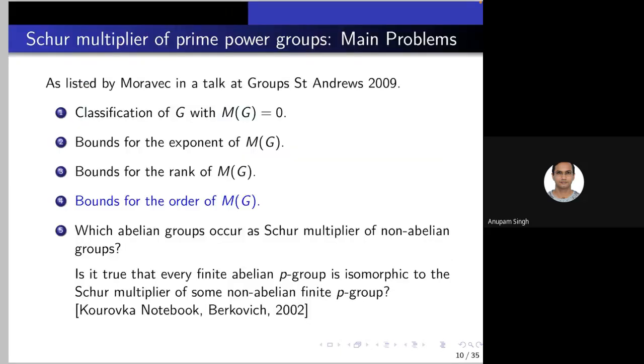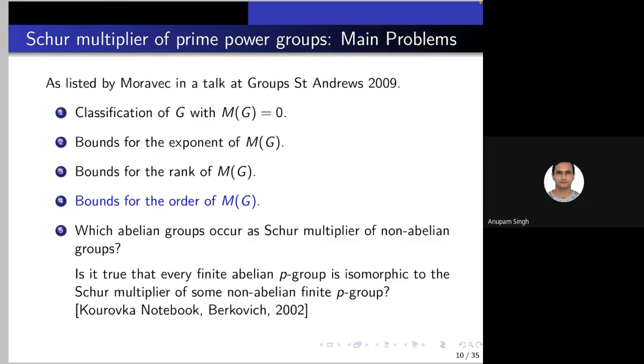Okay. So what are the main problems on Schur multiplier of prime power groups? As listed by Moravec in a talk at Group St Andrews, these are the main problems. The first one is the classification of the groups G with trivial Schur multiplier, then finding bounds for the exponent of the Schur multiplier, bounds for the rank of the Schur multiplier, bounds for the order of the Schur multiplier, and which abelian groups occur as the Schur multiplier of non-abelian groups.